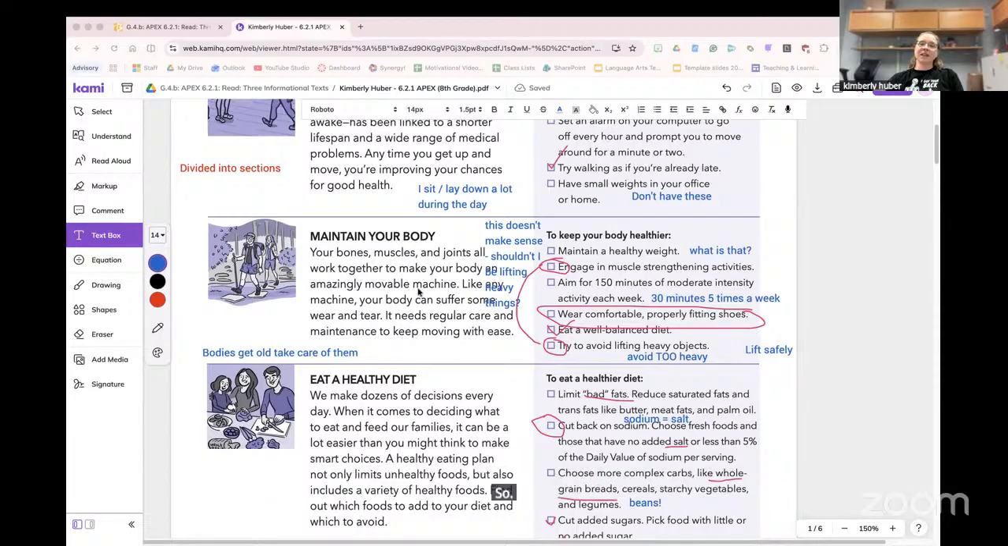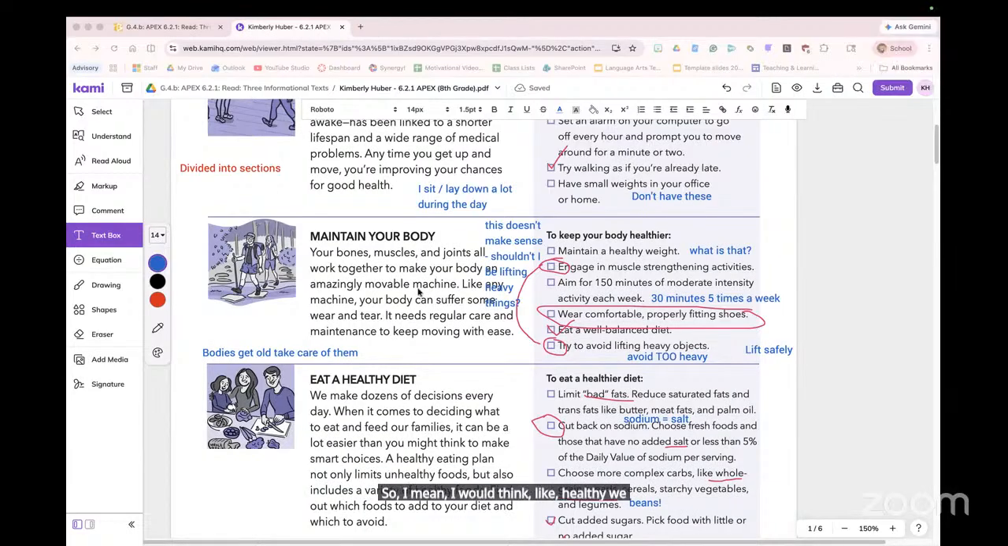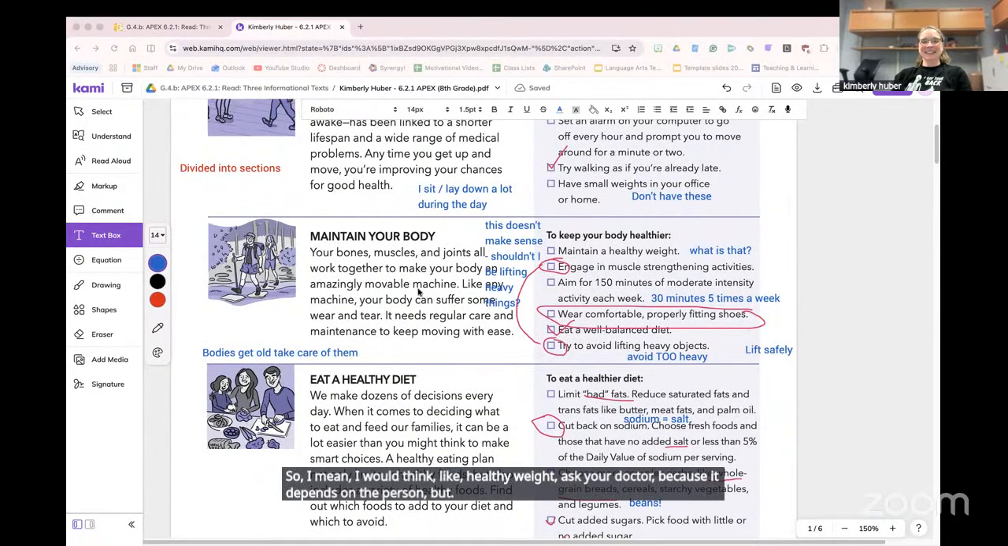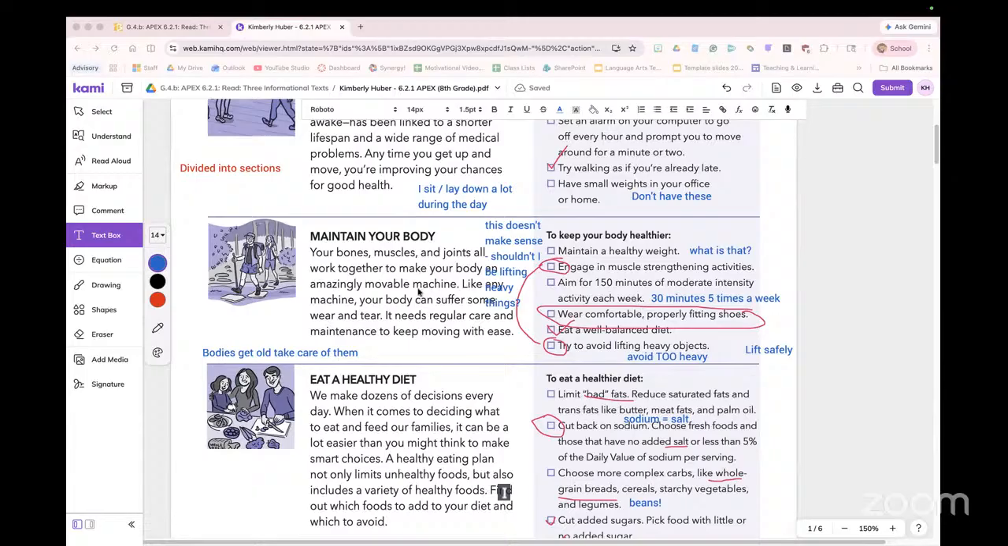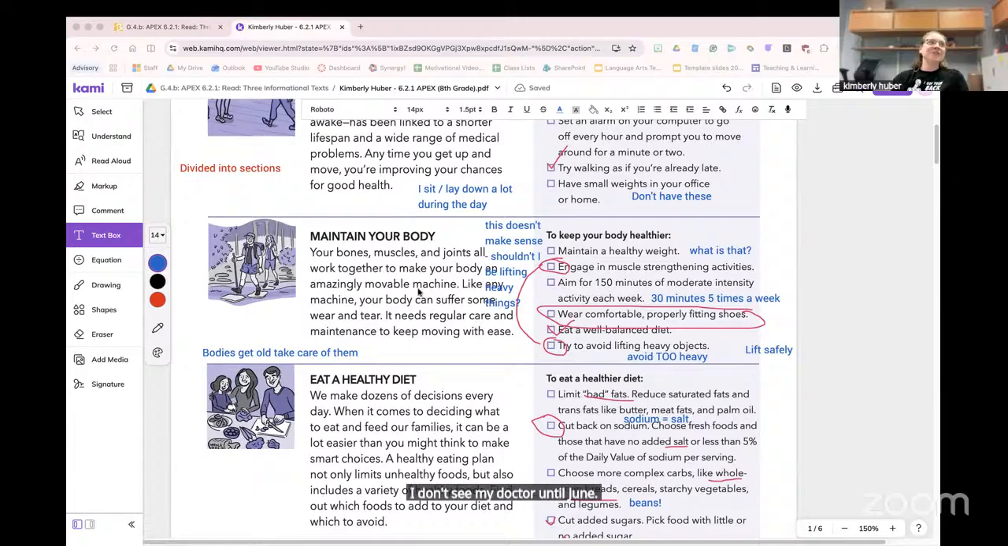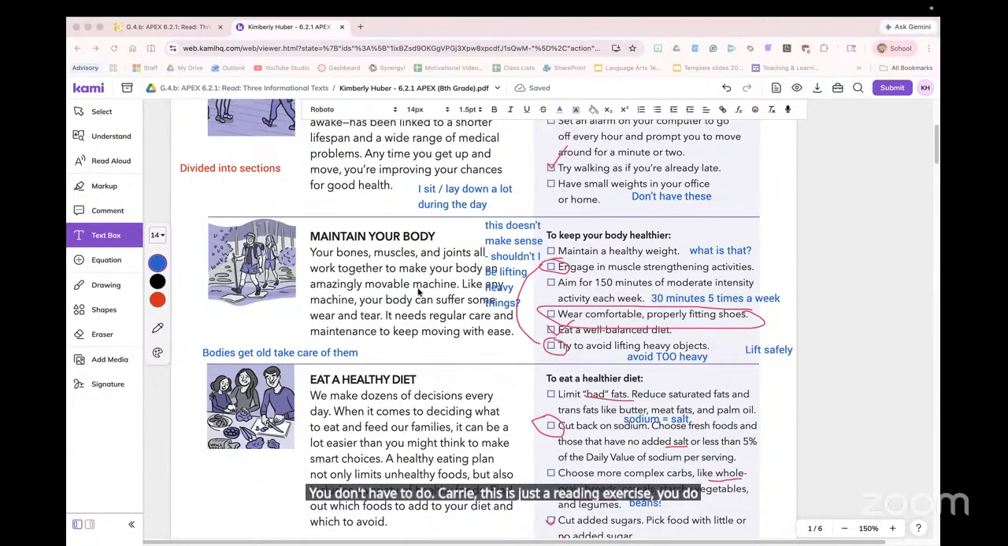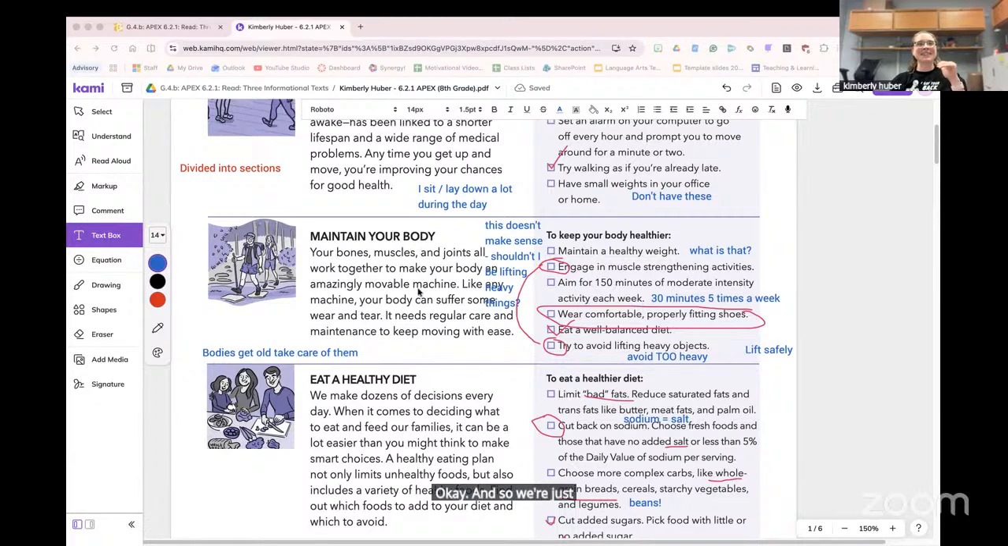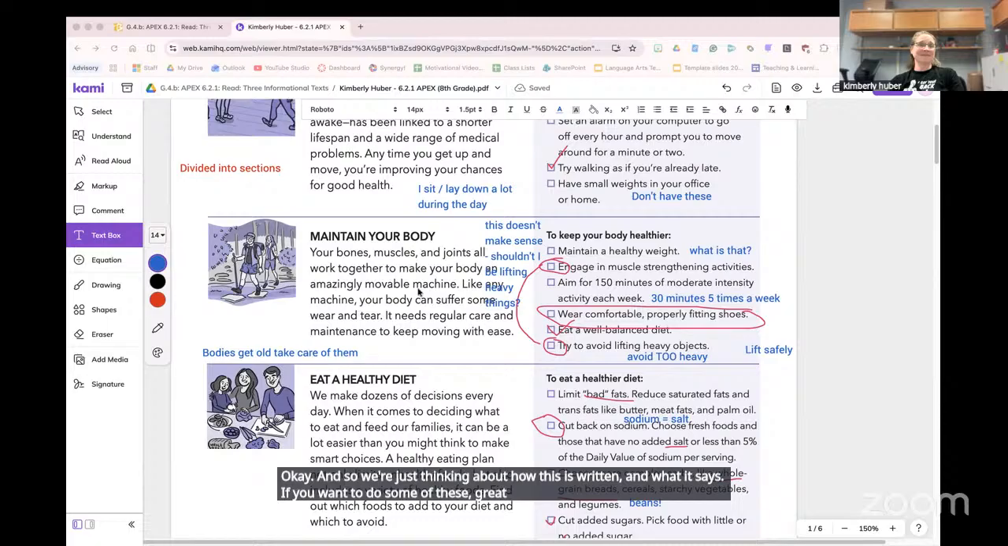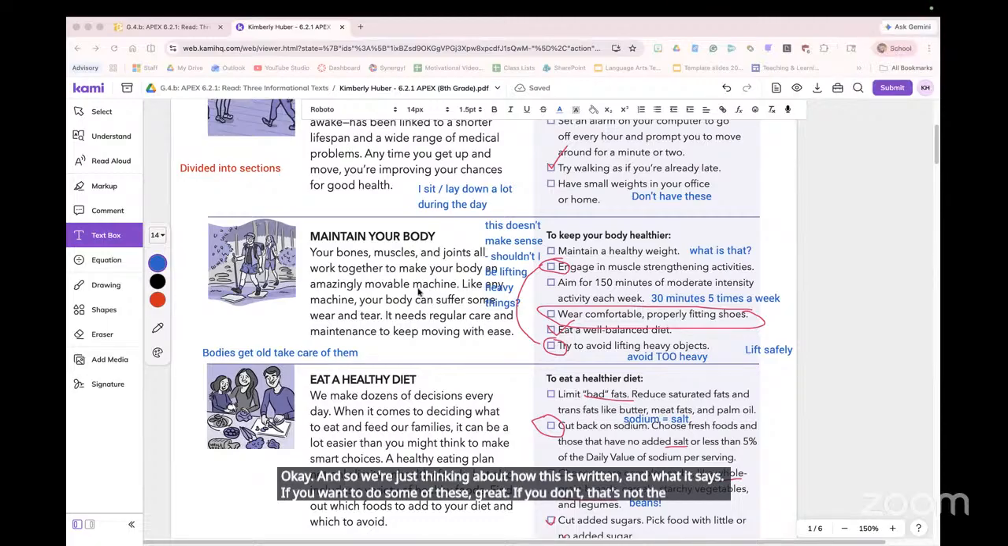So, I would think healthy weight, ask your doctor, because it depends on the person. But I don't see my doctor until June. So you don't have to do that, Carrie, this is just a reading exercise. You do not have to do these. We're just thinking about how this is written and what it says. If you want to do some of these, great. If you don't, that's not the assignment.